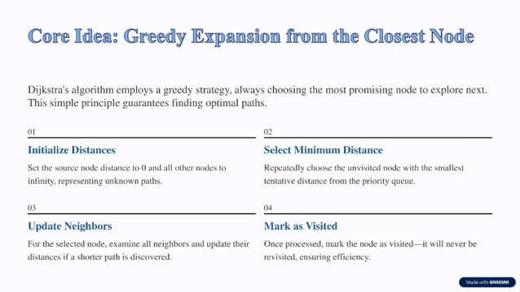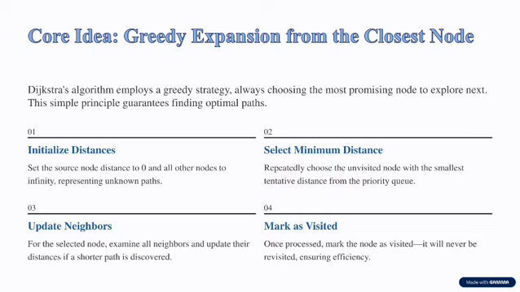The second step is to select the minimum distance. Among all the unvisited nodes, the algorithm picks the node with the smallest tentative distance, that is, the current shortest known distance from the source. This node is considered the closest node at that moment. A priority queue or min heap is usually used for efficient selection.